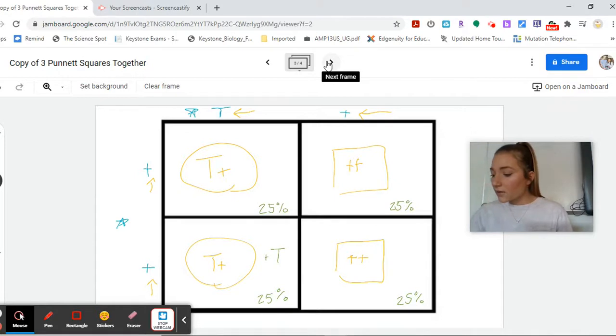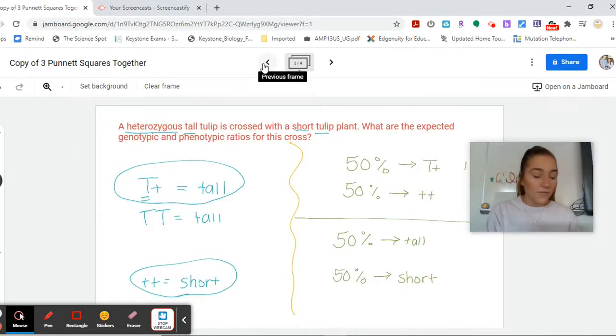So there's our end result. 50% are tall, 50% are short, 50% are big T, little t, heterozygous, and 50% are little t, little t.